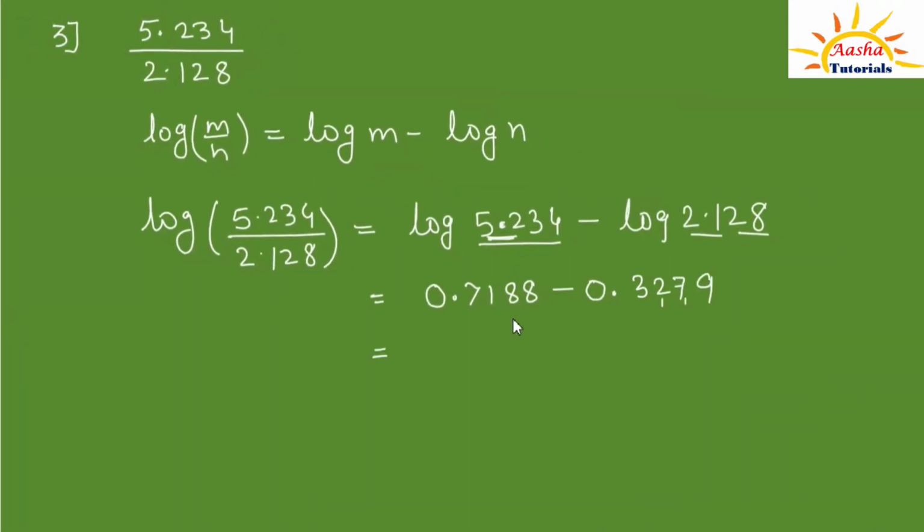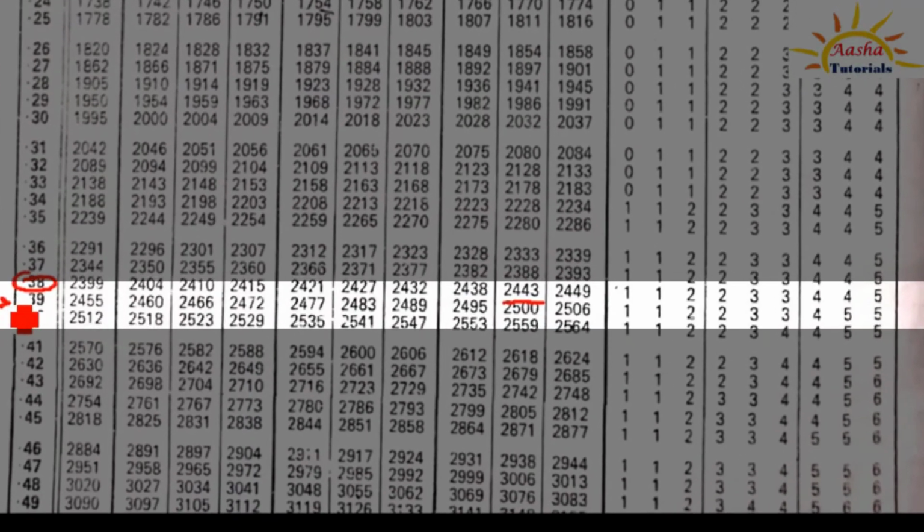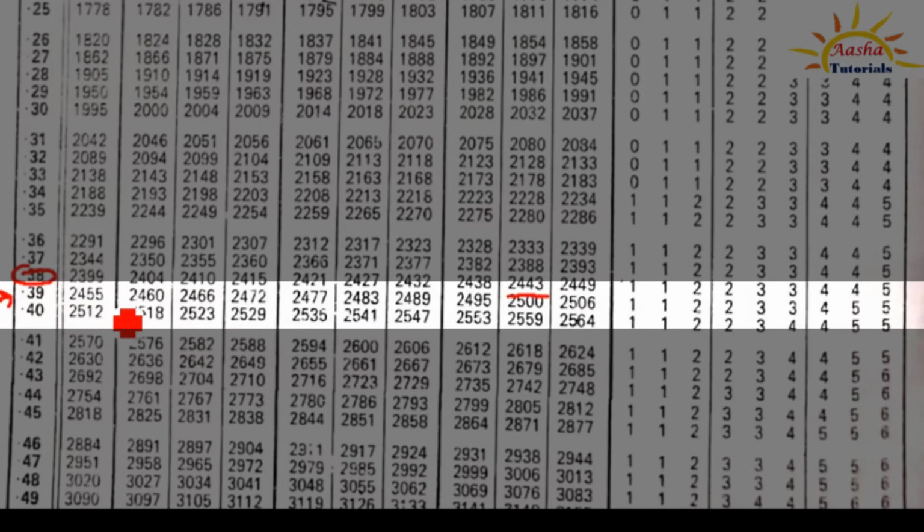3279. Here we have to subtract these two logs. So let's do that. Now we have to find the antilog of this 0.39 in 0 and 9. So where is 0.39? Here you see, here we have 0.39. We have to find its antilog in the 0th column, which is 2455, and the mean difference in the 9th column, which is 5. So if I add that here, I will get 2460.